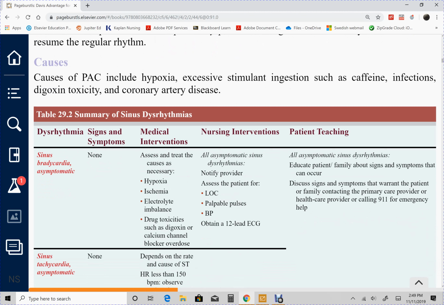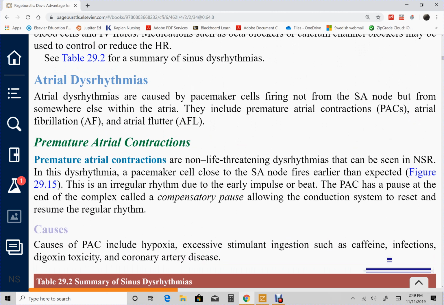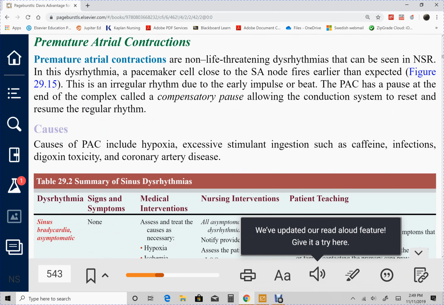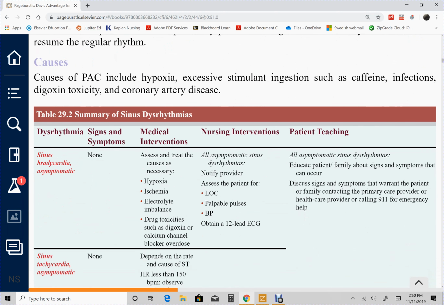Causes are usually, believe it or not, coffee is a very common cause of the PAC. For you coffee drinkers, you may have experienced this already, wherein your heart skips a beat because it technically did, because of this compensatory pause mentioned here. This pause can be felt, but otherwise the patient will have no symptoms really. Other causes besides coffee are infections, drug toxicity, and coronary artery disease. Don't also forget hypoxia.